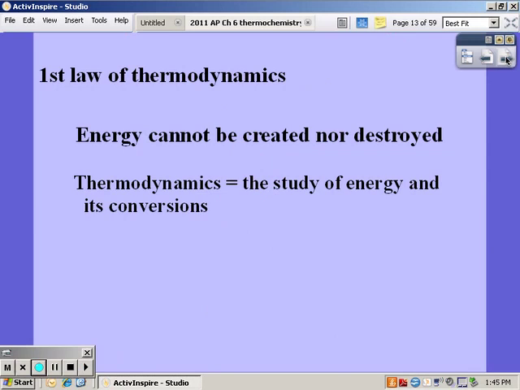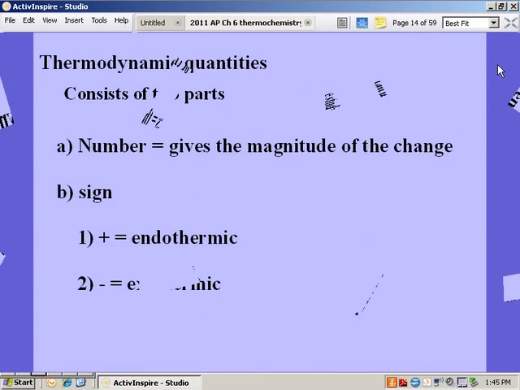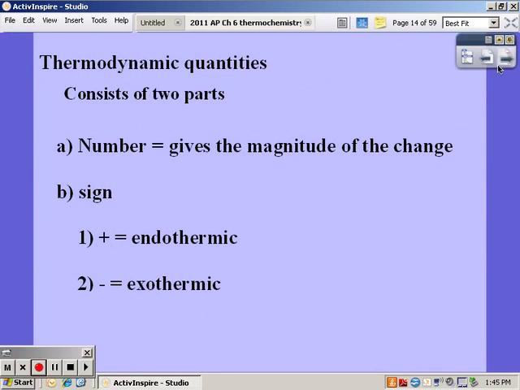The first law of thermodynamics states that energy cannot be created nor destroyed, it can only change forms. Thermodynamics is simply the study of energy and its conversions. All thermodynamic quantities consist of two parts: the number, which gives you the magnitude of the change, and the sign, which tells you if it's endo or exothermic. Positive for endo, negative for exo.